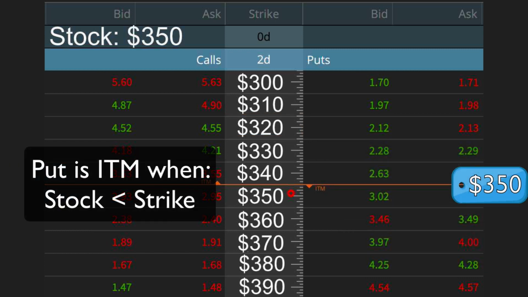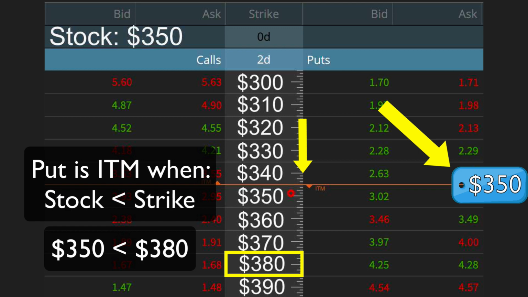Then for a put option, it is in the money when the stock price is less than the strike price. For example, with the stock at $350 and the put strike price at $380. This is because the stock has fallen further than the strike price on a put. This would be $30 in the money.